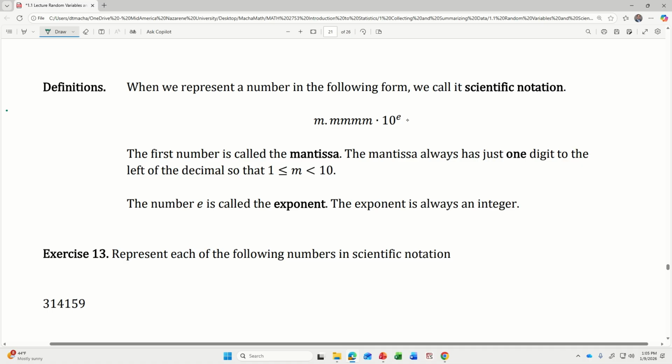This is scientific notation. This number is called the mantissa. That's where the little lowercase m's are. You're going to see one digit, then a decimal, and then maybe several other digits after the decimal. And all of these are the mantissa. The little e is called the exponent. Where you've got times 10 to the power e. And the exponent is always an integer. So it's going to be -3, -2, -1, 0, 1, 2, 3, 4, 5, etc.